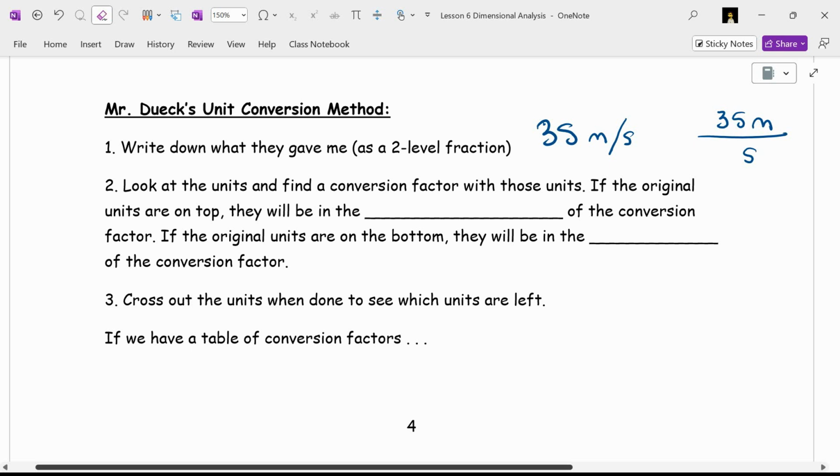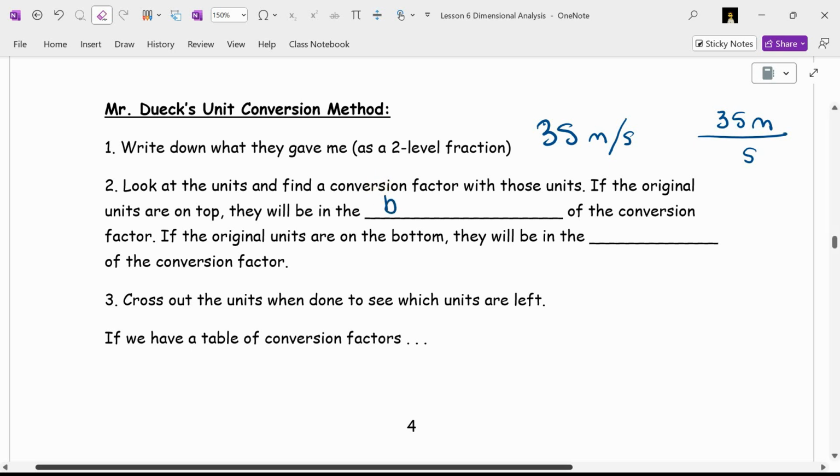Look at the units and find a conversion factor with those units. You'll either use your metric sheet for the metric prefixes, or you'll use stuff that you've just kind of memorized, or they'll give you the conversion factors. In fact, we'll do that on the next page. If the original units are on the top, where will you put them in the conversion factor to get them to cancel?